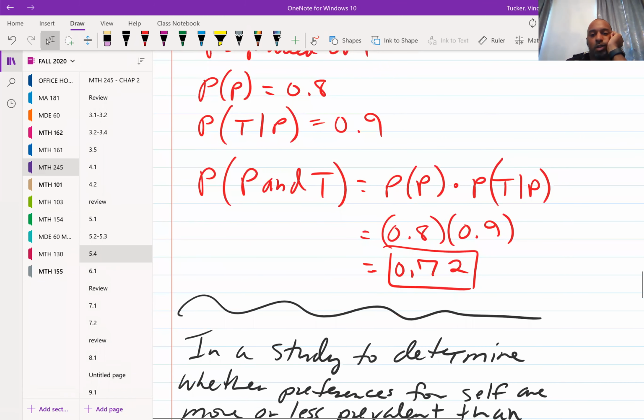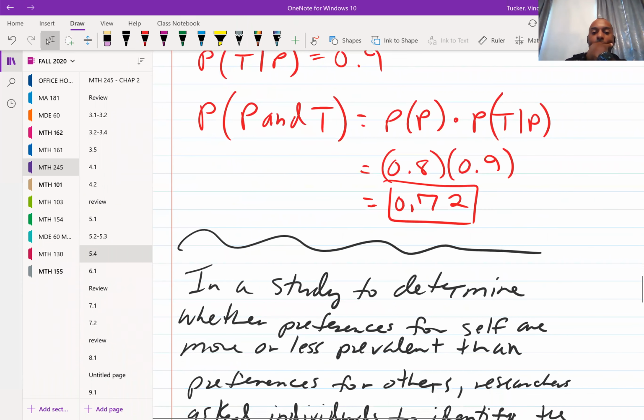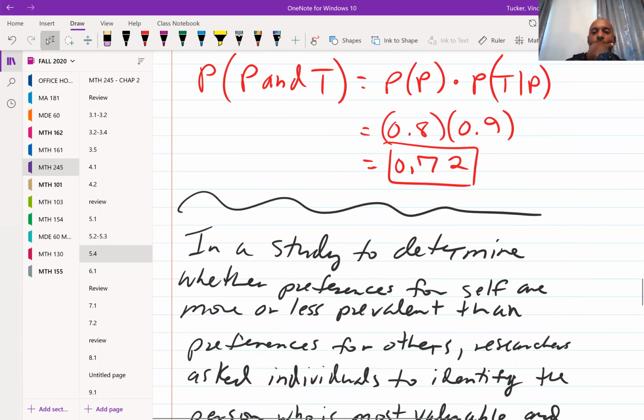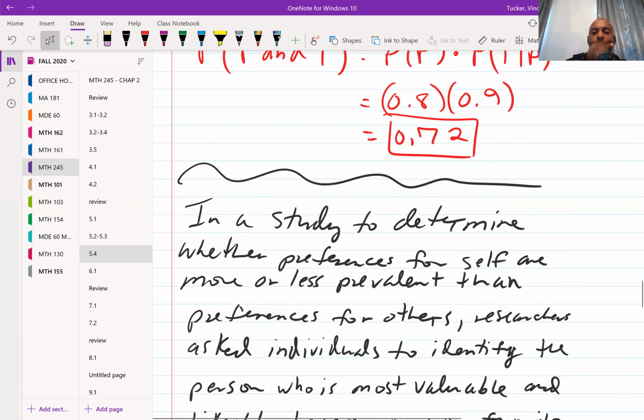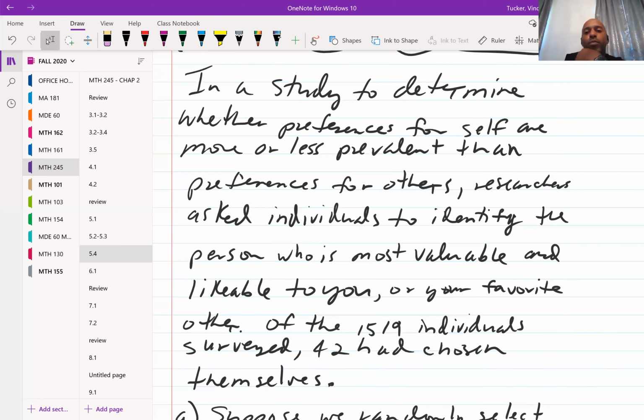All right, almost finished. So in a study to determine whether preferences for self are more or less prevalent than preferences for others, researchers asked individuals to identify the person who is most valuable and likable to you, or your favorite other. Of 1,519 individuals surveyed, 42 had chosen themselves. Give you a chance to write that down.